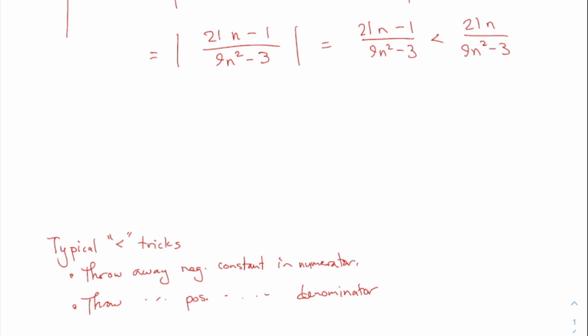Unfortunately, I have a negative constant in the denominator, so it's not legal to just erase that, because actually then the inequality would go the wrong way around. You will have made the fraction smaller rather than bigger. So you can't just omit that.